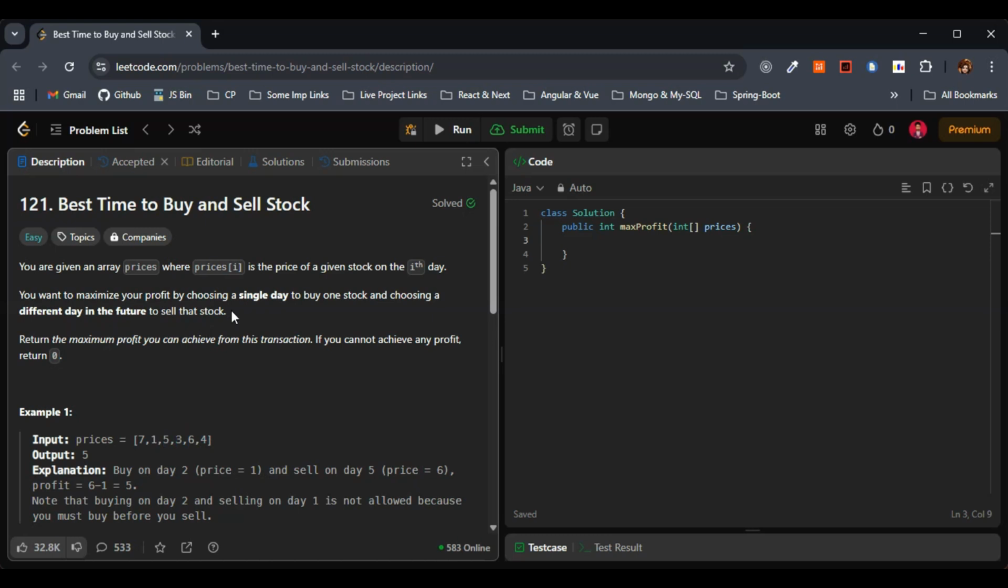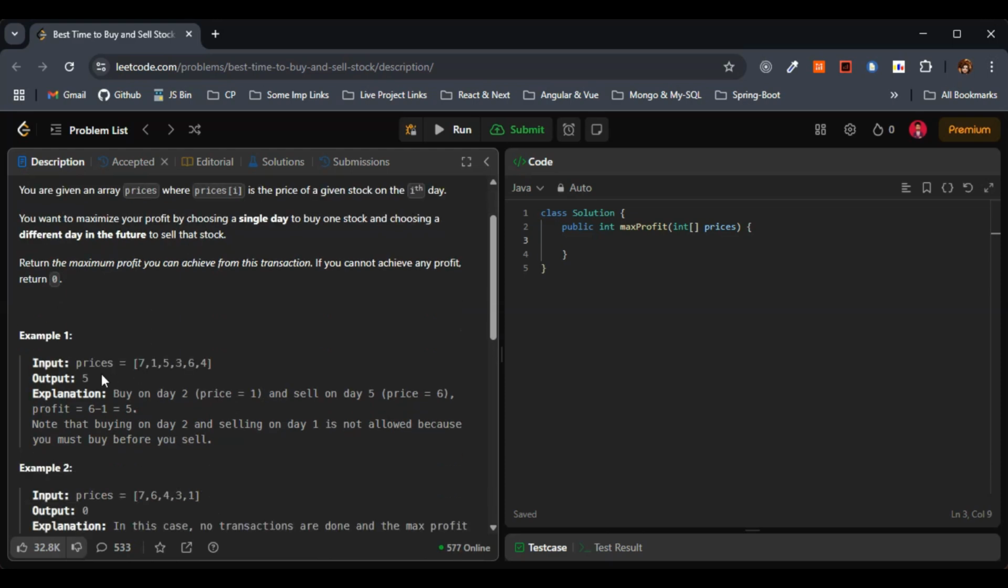So what we need to do is find the maximum profit by choosing a single day to buy and a later day to sell. If no profit is possible, then we have to return 0 in that case. So that's what they have given in the question.